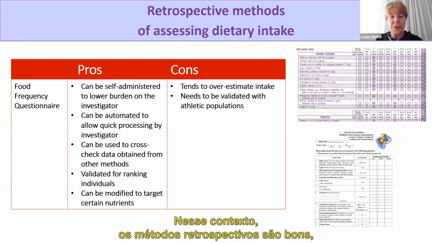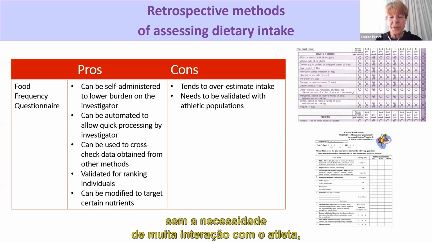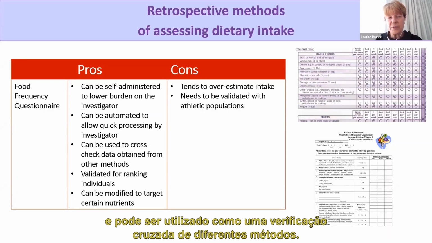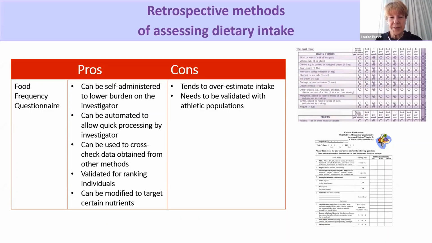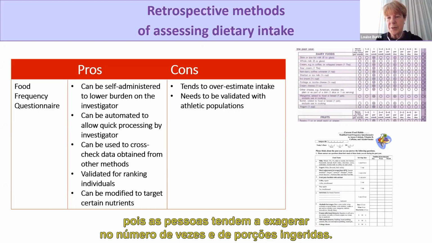retrospective methods are good because they can be undertaken by the investigator without too much interaction with the athlete, so that it saves time. They can be automated to be able to be quickly processed, and you can use them as a cross-check for other different kinds of methods. The problem is that most of these methods overestimate intake because people see the food and they think, oh yes, I eat that, and they tend to overestimate the number of times or the number of serves that they had.